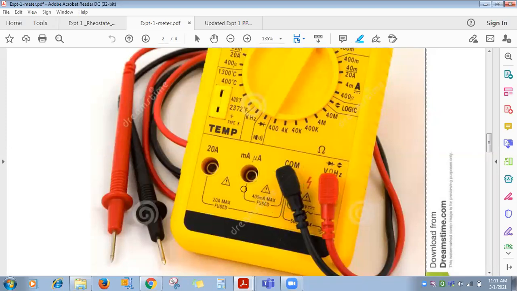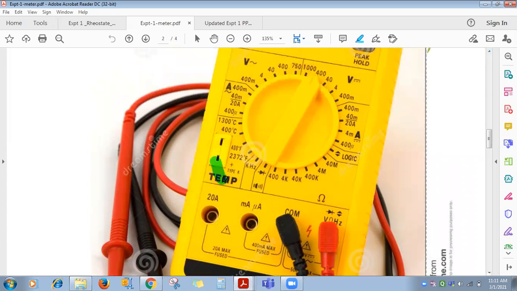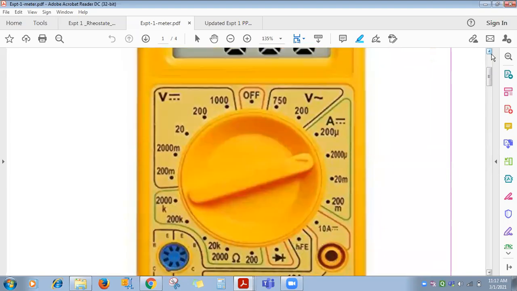Suppose I want to measure current in milliampere and microampere, the red probe I will put over here. If I want to measure current up to 20 ampere, I will put the red probe over here, and the black always you have to connect to common. Now, this DMM you can see on screen has one more facility: it can measure temperature also, a slightly advanced one. Otherwise, in a basic one there is no facility for temperature. You can see here AC DC voltage, AC DC current, resistance, diode symbol.